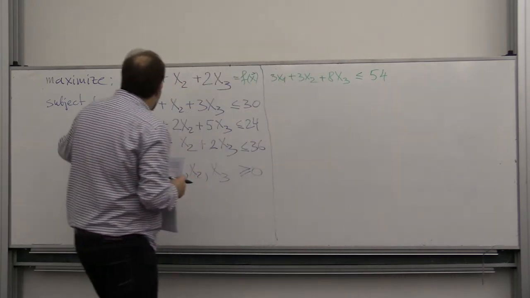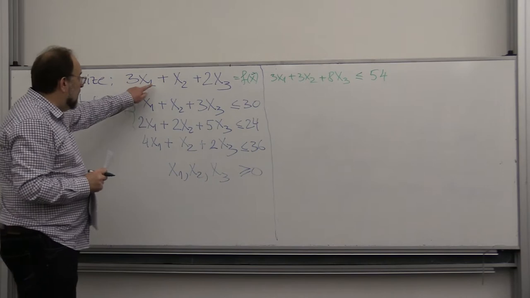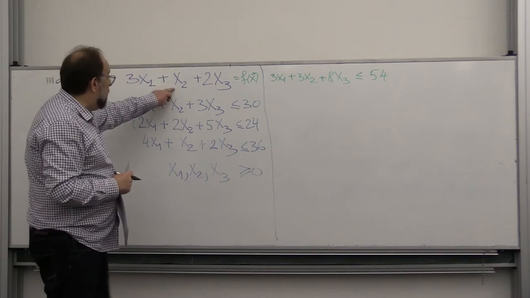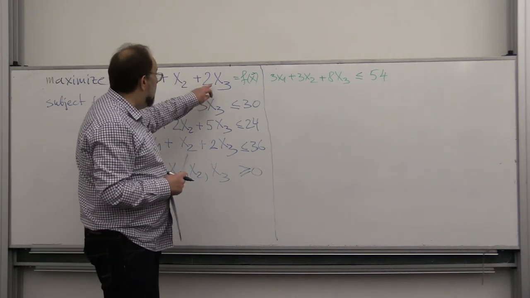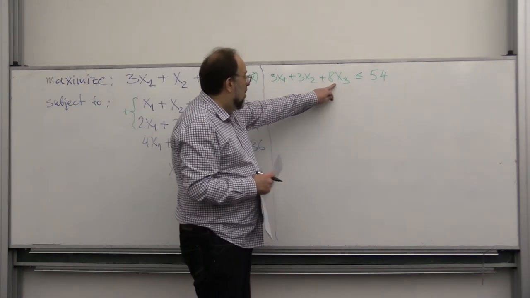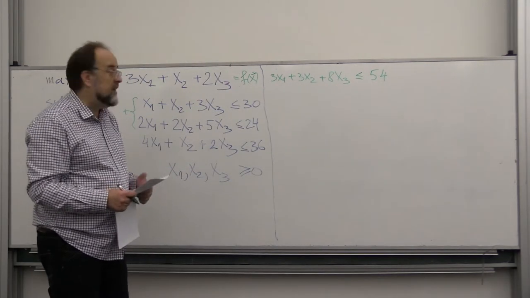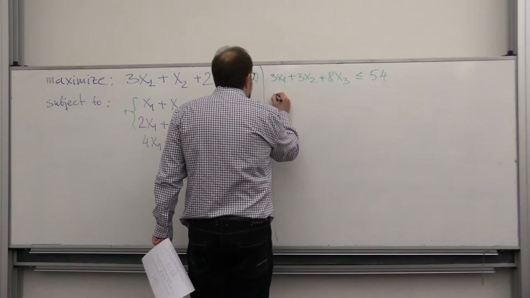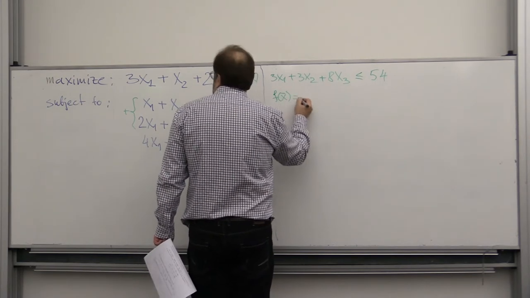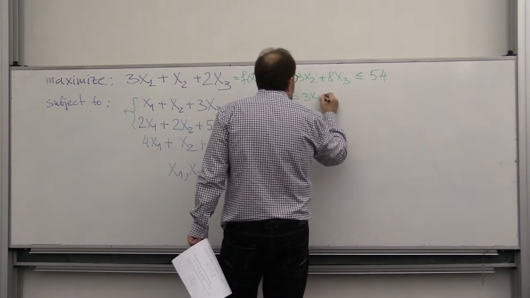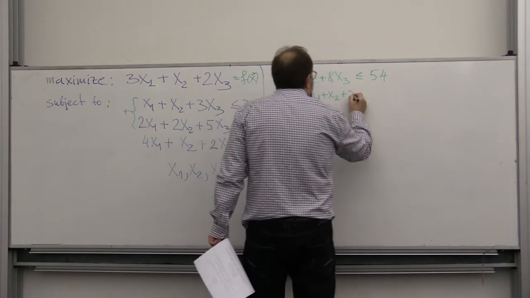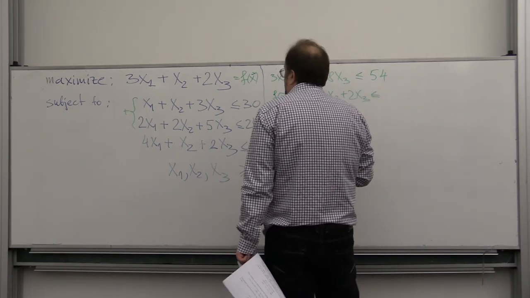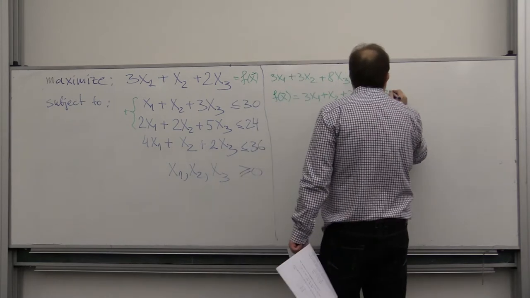But notice now, our objective, so all the variables have to be positive, okay? But the coefficients of our objective are smaller or equal than the coefficients of the left-hand side here, right? So you can conclude that f of x, which is 3x1 plus x2 plus 2x3, is smaller or equal than this, right?